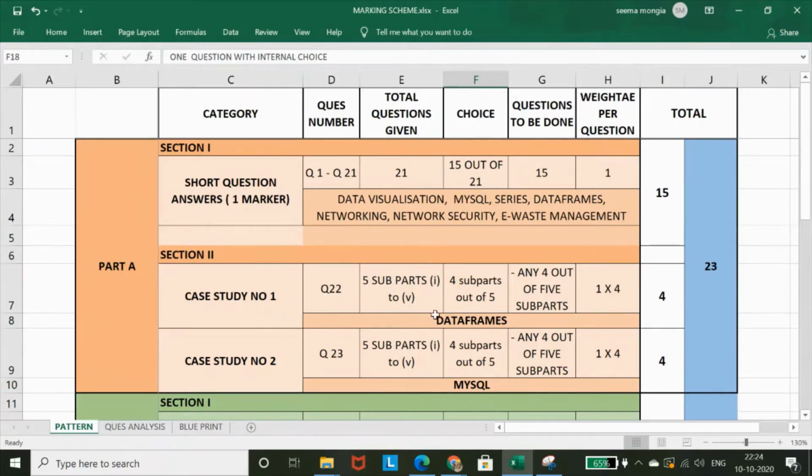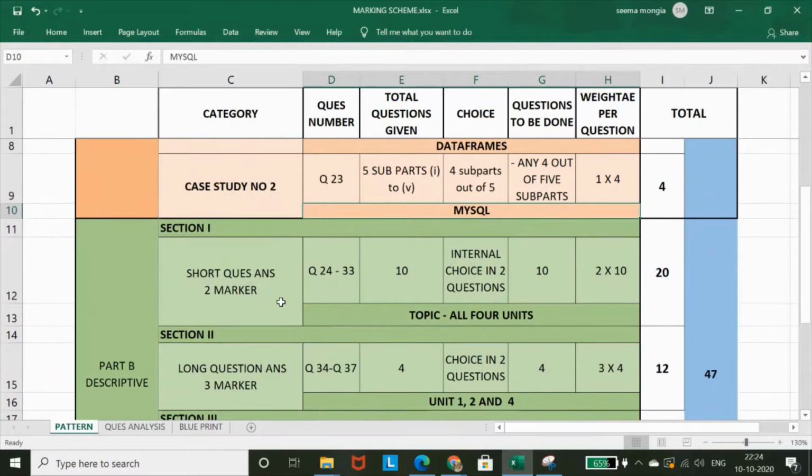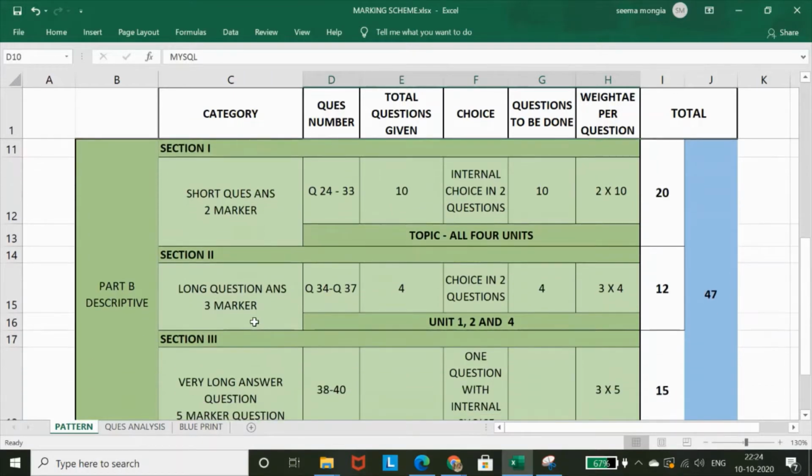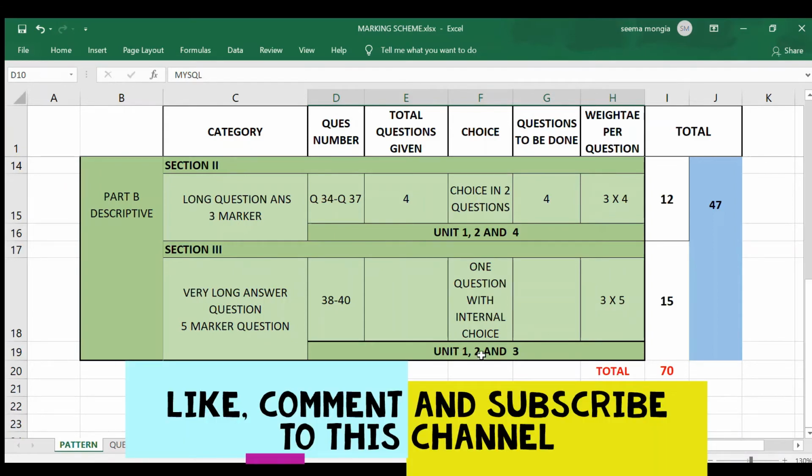Now, coming on to case studies, two case studies, one is coming from data frame and another one is coming from MySQL. Coming on to part B, section A, again 2 marker questions are covered from the complete syllabus. Section number 2 of part B, that is 3 mark questions, will be covering unit 1, unit 2, and unit 4. In this part, unit 3 is not being covered. Now, coming on to section 3, again, these are 5 marker questions, and only 3 questions are there, which are covered from unit 1, unit 2, and unit 3. So, unit 4 is not covered over here.